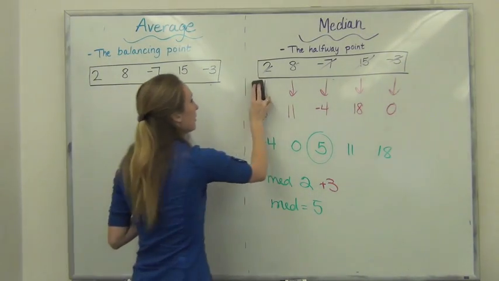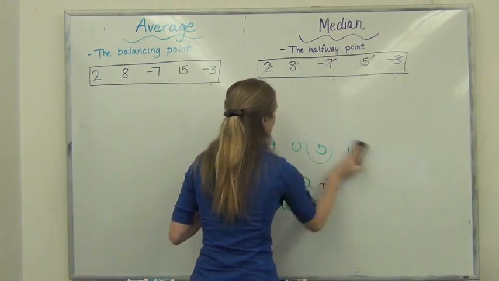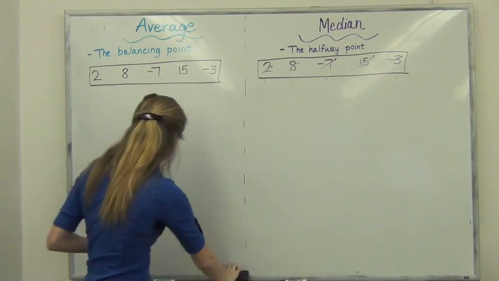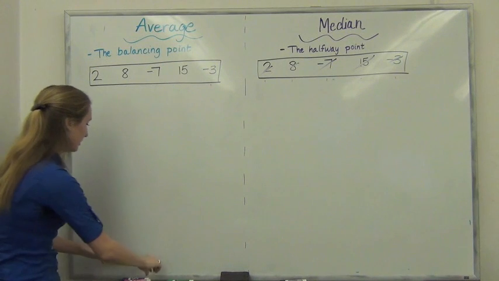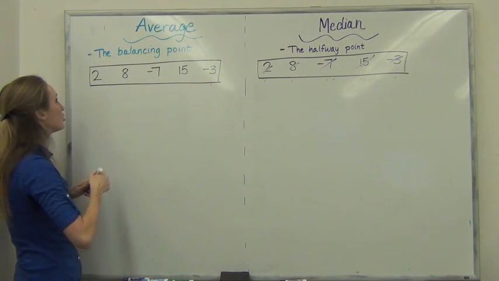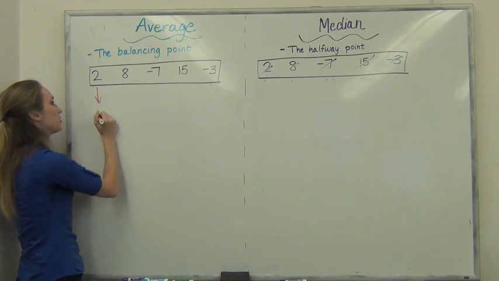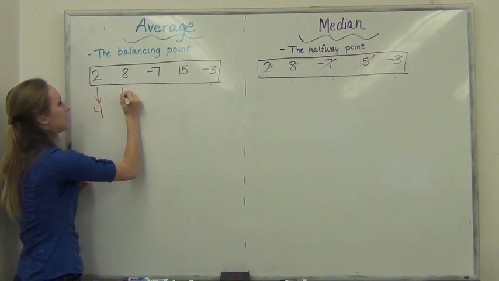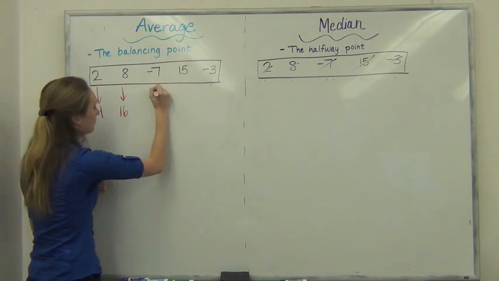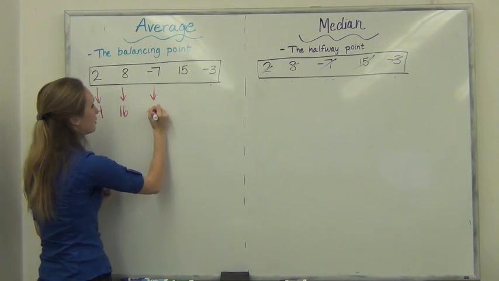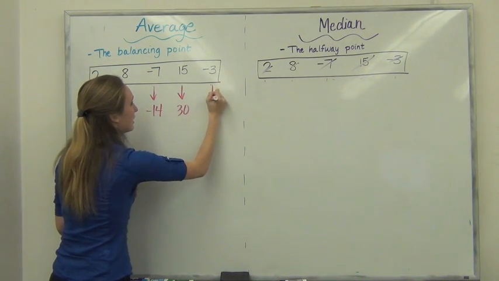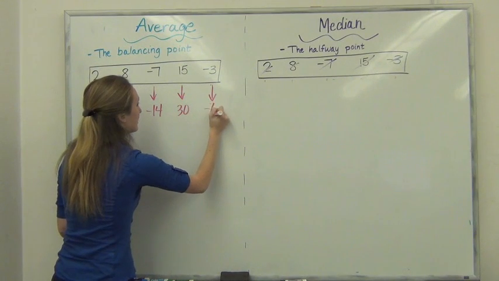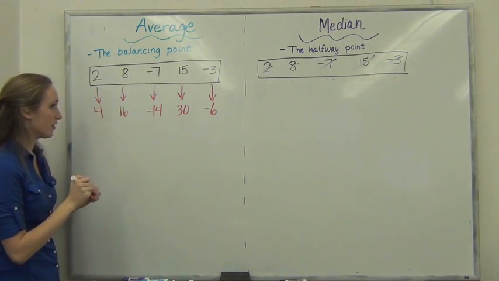So if we wanted to double each number on the list to see how the average and the median change, we are going to get a brand new list of numbers, aren't we? So let's double each one. 2 times 2 is 4. 8 times 2 is 16. Negative 7 times 2 is negative 14. 15 times 2 is 30. Negative 3 times 2 is negative 6. So here's our new list of numbers.